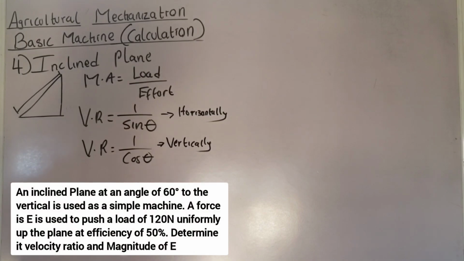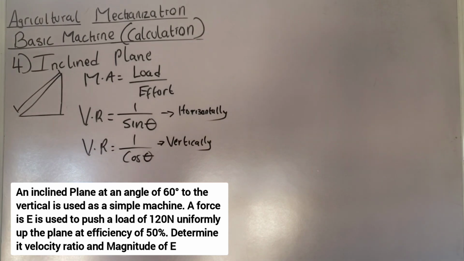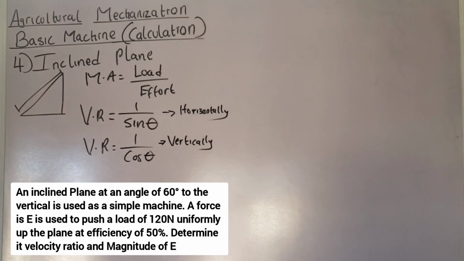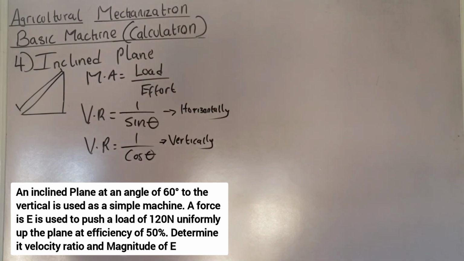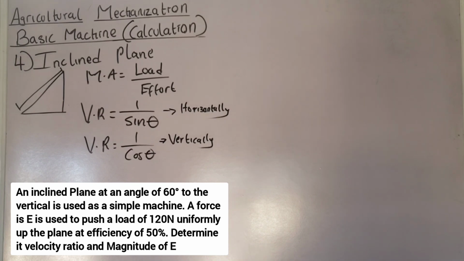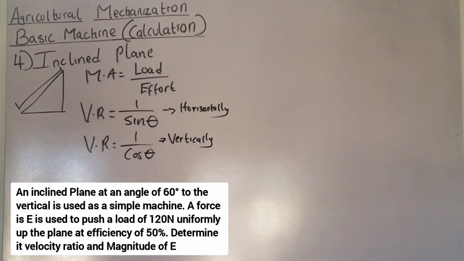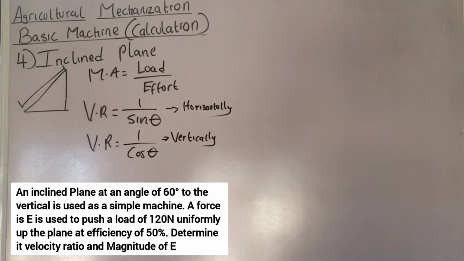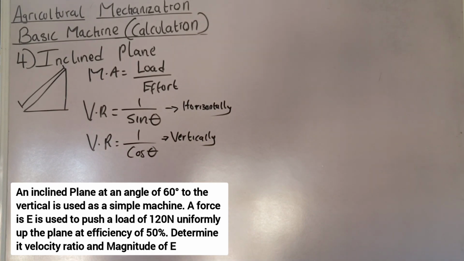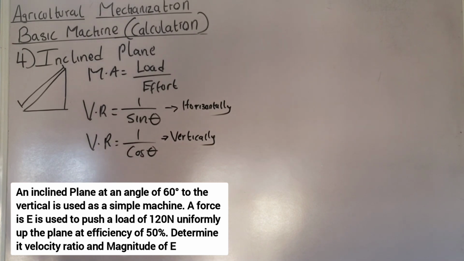An inclined plane at an angle of 60 degrees to the vertical is used as a simple machine. A force E is used to push a load of 120 Newton uniformly up the plane at an efficiency of 50%. Determine its velocity ratio and determine the magnitude of E. Don't forget that E is the force, the effort.